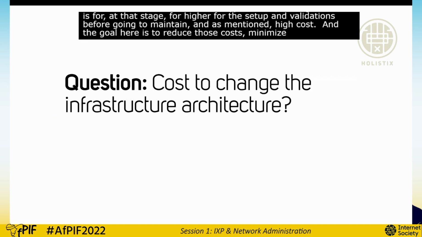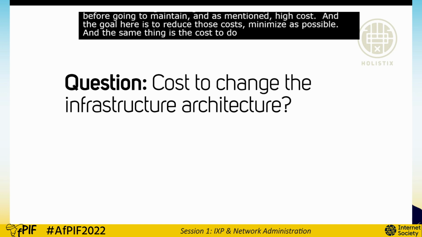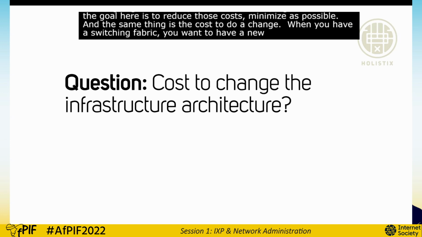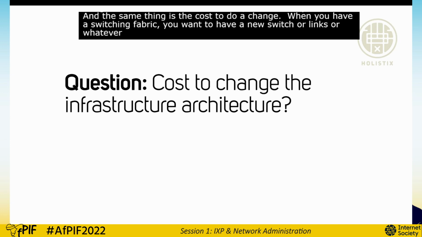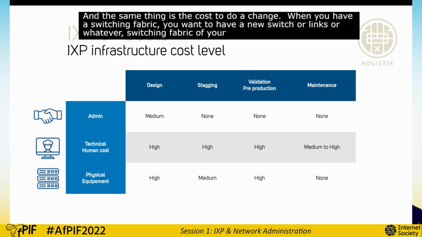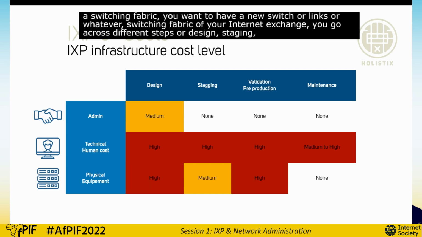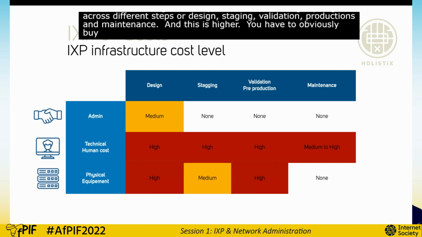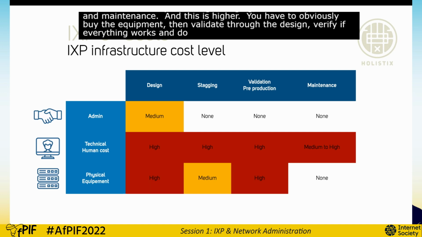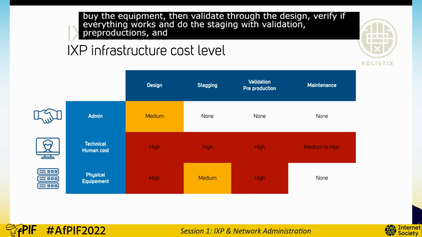The same applies to the cost of making a change. When you have a switching fabric and you want to add a new switch or links, or change whatever topology of your internet exchange's switching fabric, you go across different steps: design, staging, validation, pre-production, and maintenance. In this case, the cost is way higher. You obviously have to buy the equipment, then validate, do the design, verify that everything works, and do the staging with validation, pre-production, and maintaining the new topology, which is very high.